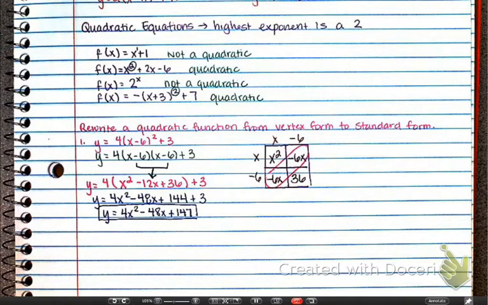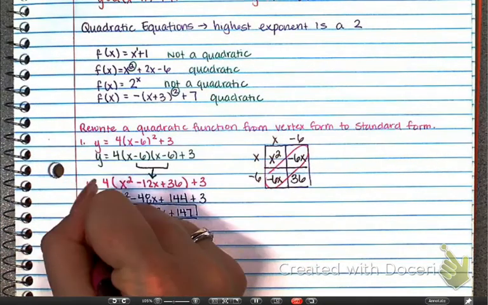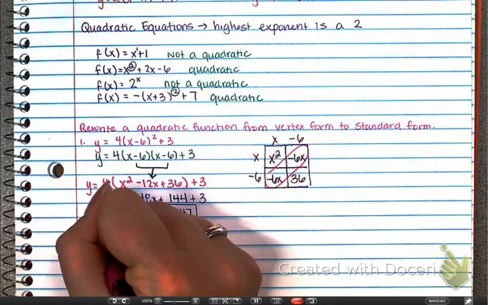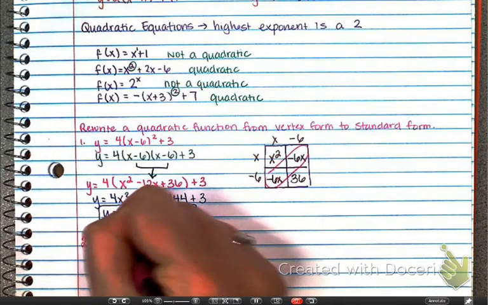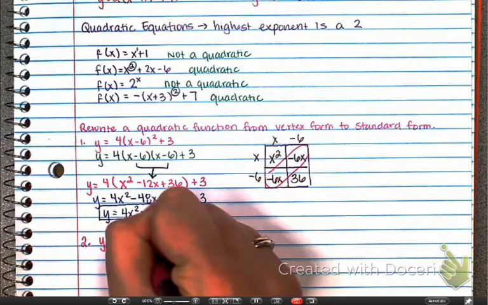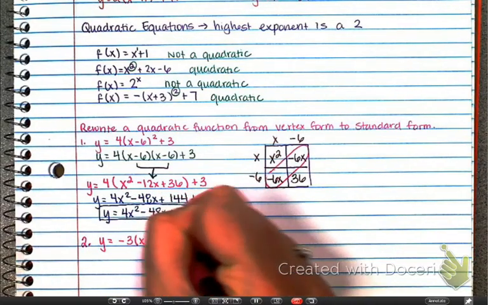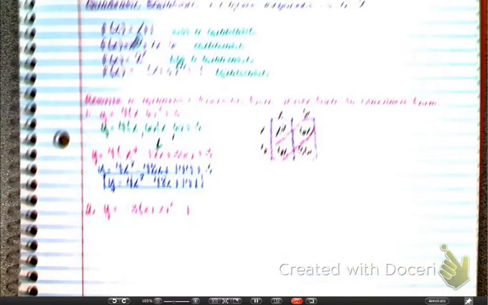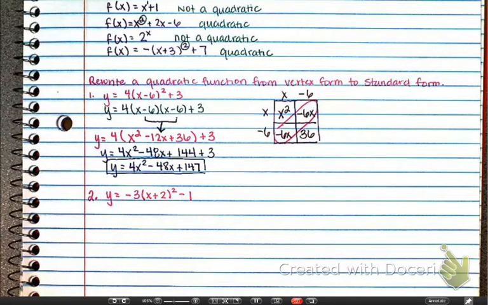Okay. Can I give you one to try? Well, you're going to get one either way. So let's do y equals negative 3 times x plus 2 squared minus 1. So take the same steps and apply those same steps to rewrite it in standard form.